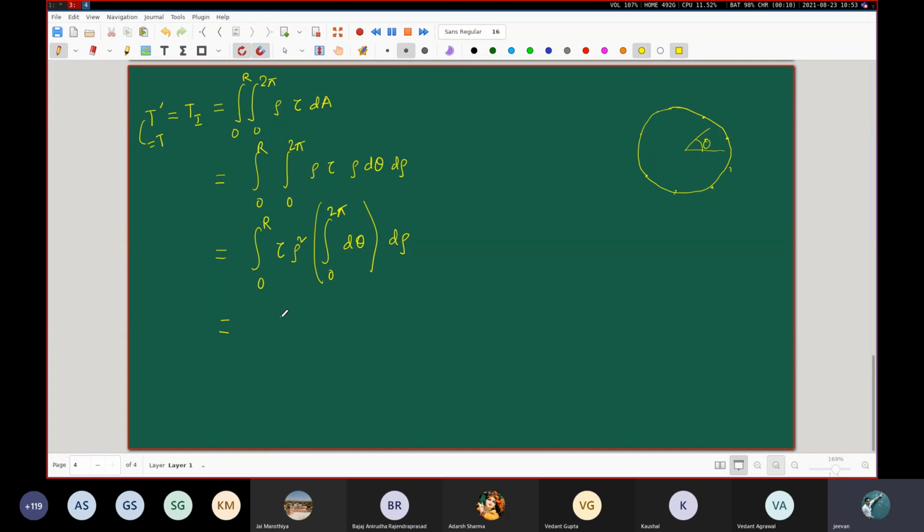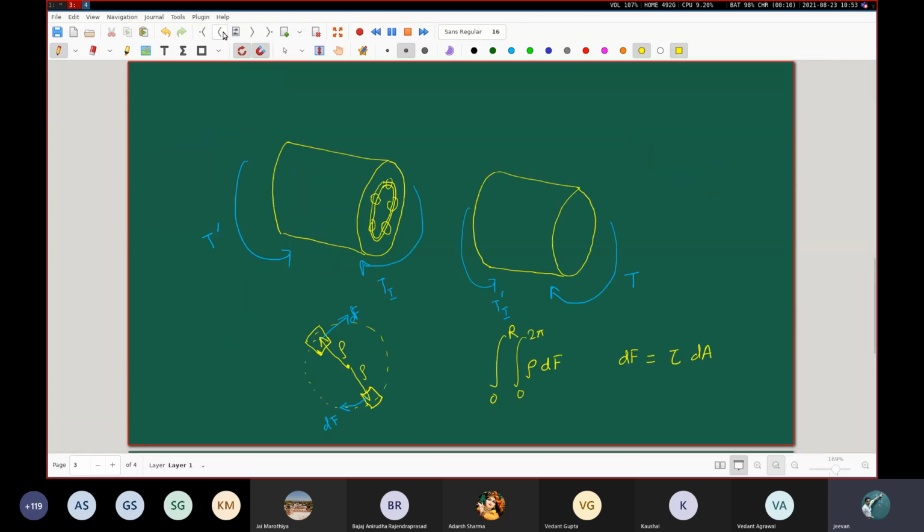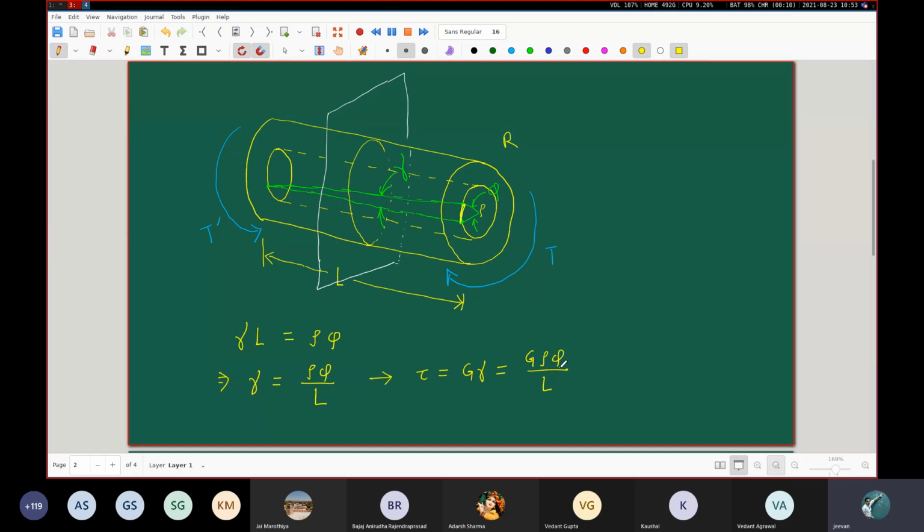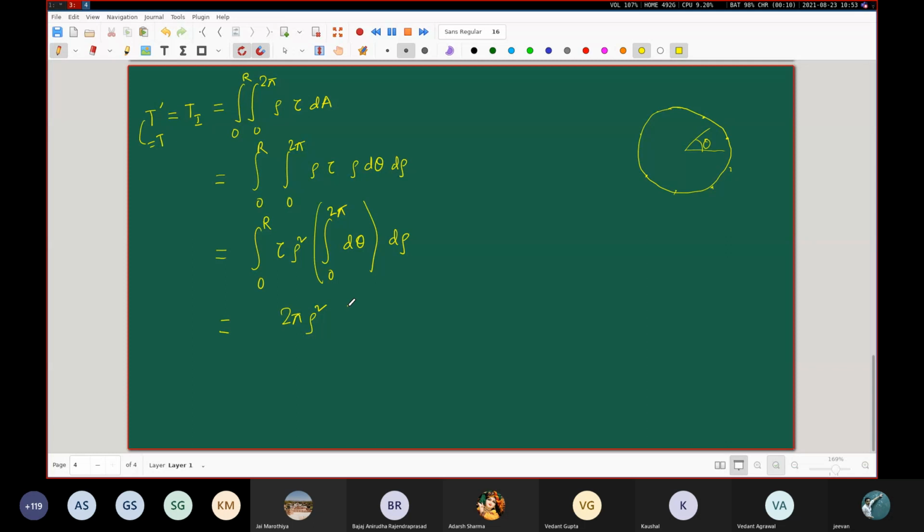Okay, so this is simply twice pi. So this is twice pi rho square. What is the expression of tau? Let us take a quick look. Tau is G rho phi by L. Let's write that: G rho phi by L, then d rho, 0 to R. Now this is very easy. Take all these things outside. Twice pi is a constant. G is a constant. This phi is a constant, as you can see from this diagram.